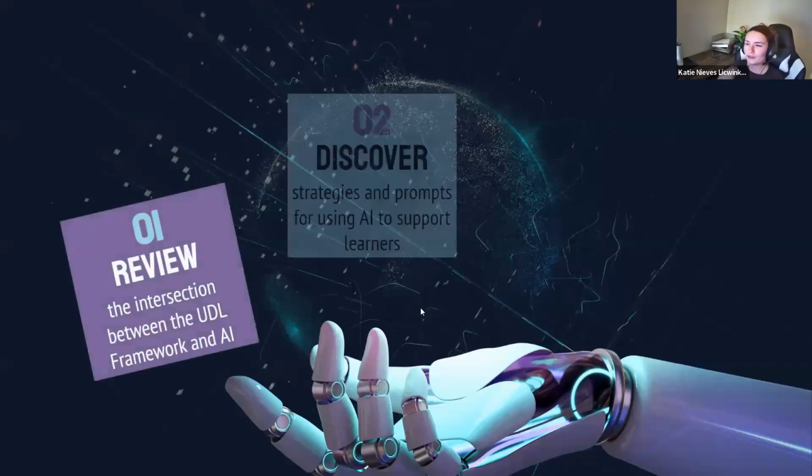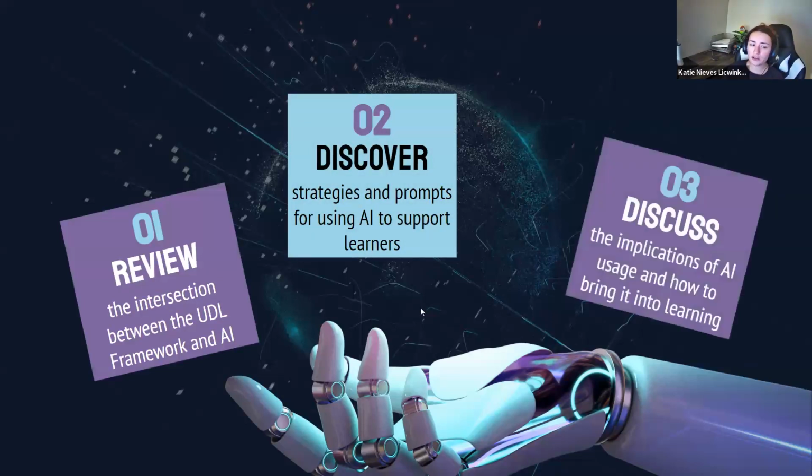Okay, so our goals for today's session: we are going to first discuss what UDL is, the Universal Design for Learning Framework, and the integration between that framework and AI very quickly. Really, the bulk of the presentation today is going to focus on different strategies and prompts that you can use within different AI systems to create inspiration and ideas for how you can better support your learners. And then we'll wrap up by discussing the implications of using AI and how to really bring those ideas into your classroom.